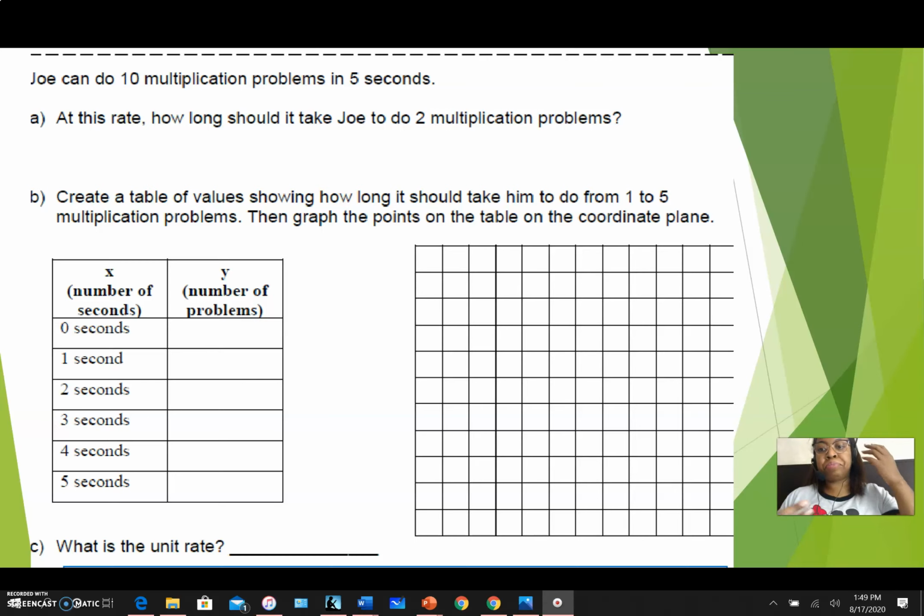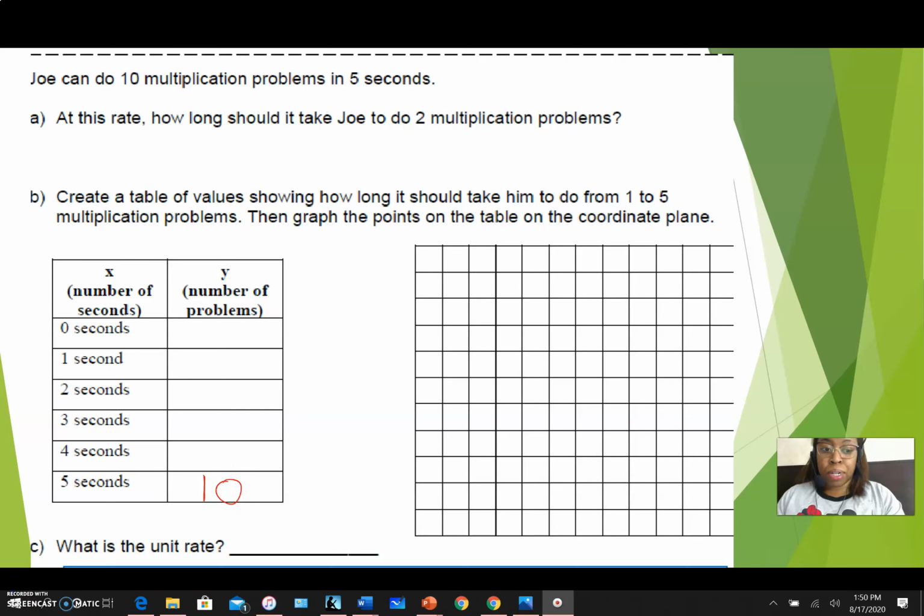So let's do one. Joe can do 10 multiplication problems in 5 seconds. A. At this rate, how long should it take Joe to do 2 multiplication problems? So we can hold off on that question because it's going to become very clear after we finish our table, and maybe even after we finish the graph. So using that information, Joe can do 10 multiplication problems in 5 seconds. So in 5 seconds, we can go ahead and put that 10.